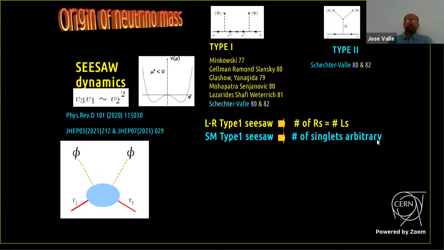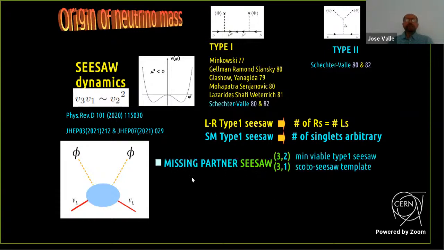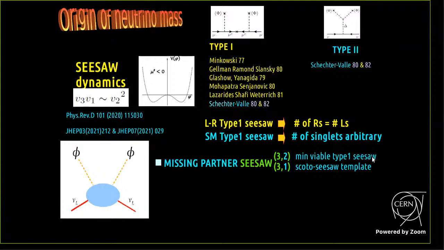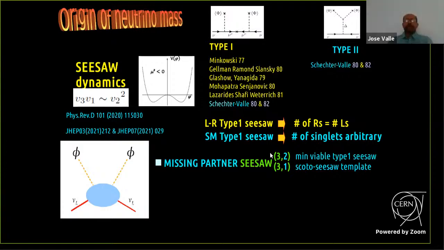so that one can have a missing partner seesaw mechanism having only 2 right-handed neutrinos or 2 singlet neutrinos instead of the 3 active ones. And this, in fact, each one could be associated with one of the scales that we have measured in oscillation, the solar scale and the atmospheric scale. And indeed, this provides today the minimum viable type 1 seesaw. In fact, in the old paper, we also noticed that you could have a 3-1 possibility.